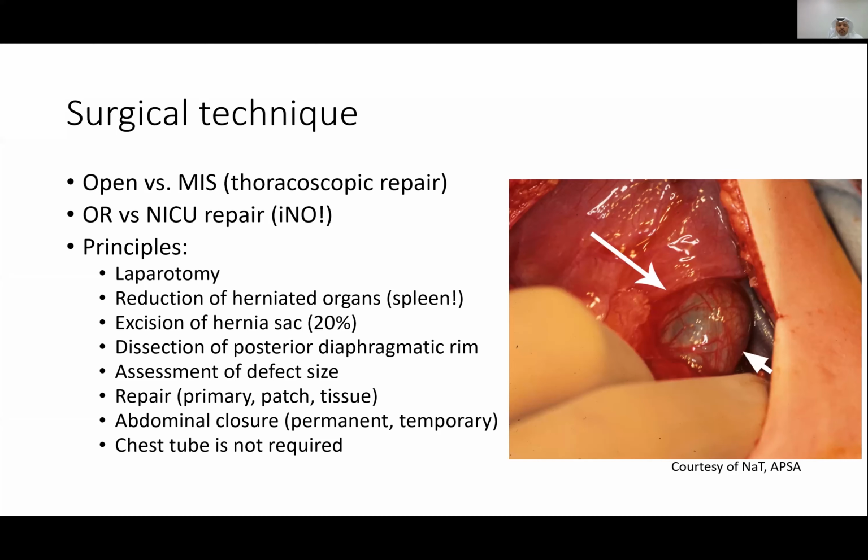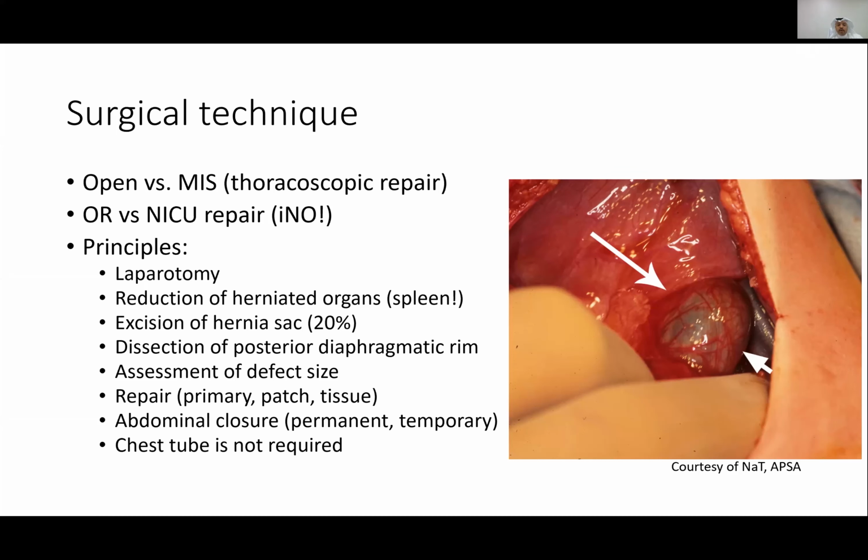Let's say you decided to do a laparotomy. So you do a left-sided transverse laparotomy. You reduce the bowel. Make sure you watch the spleen. It can bleed very easily. You excise the hernia sac if you find it, which is present in about 20% of patients. You want to make sure you dissect the posterior diaphragmatic leaflet. You unfold it. You assess the defect size and classify it A, B, C, or D. You want to repair then the diaphragm.